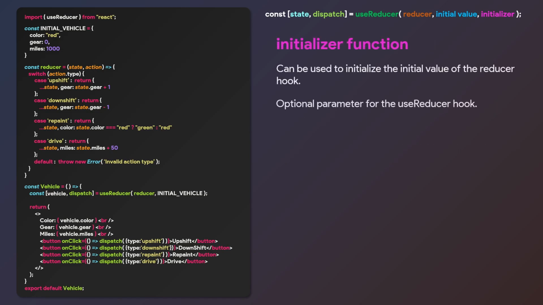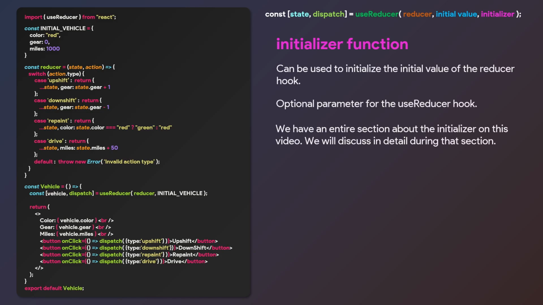Finally, we have the initializer function, which can be used to initialize the initial value of the reducer hook. This is a completely optional parameter for the useReducer hook. For this also, we have an entire dedicated section. We will discuss the initializer in detail during that section.